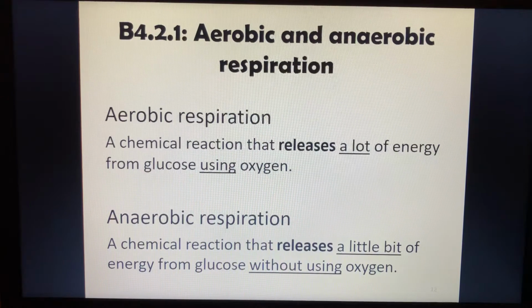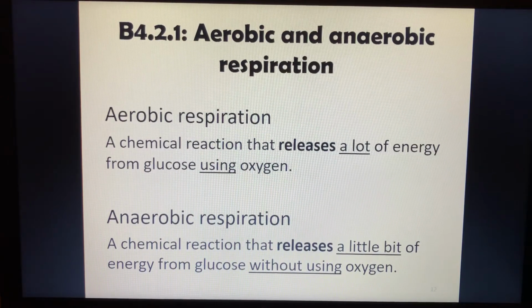Aerobic respiration uses oxygen, and is very efficient. Anaerobic respiration is without oxygen, not very efficient, and only releases some energy. If you need to pause, pause now.